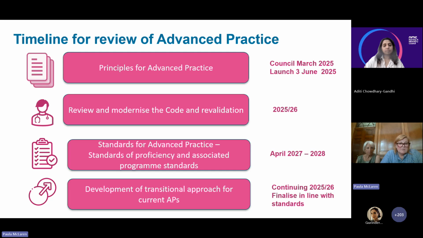So I'm going to skip on pretty quickly. This is our timeline for the review of advanced practice. Over the next 12 months, we'll not be working on the principles. We've published those. We'll be working on the AP consideration as part of the review of revalidation in the code. We'll start to look at some of those transition or grandparenting options, as some of you might call them, and thinking about what those options could potentially look like. And then in 2027, we'll begin work again on our standards of proficiency and associated education program standards.